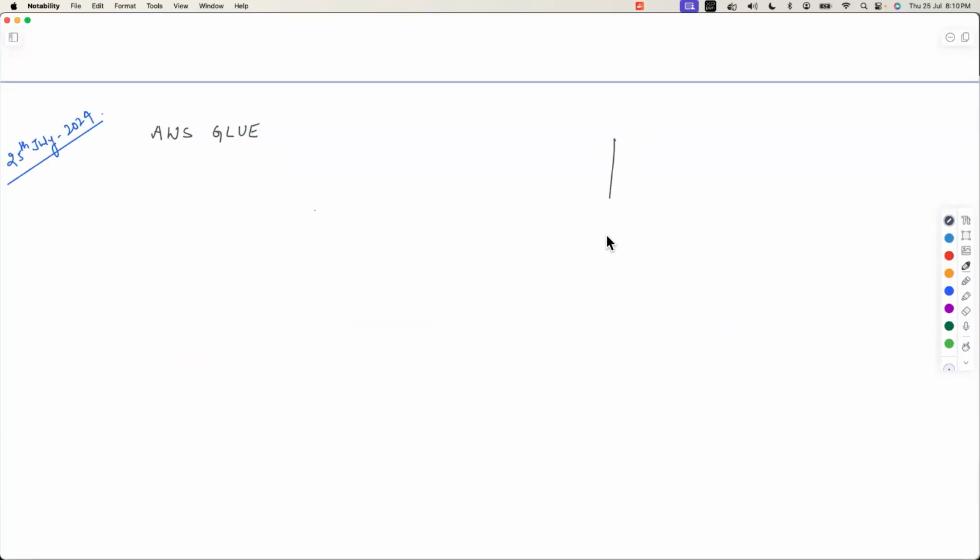Let's say you have one physical server, right? This is happening at the physical layer. This is one complete physical server, and this is another complete physical server, right?